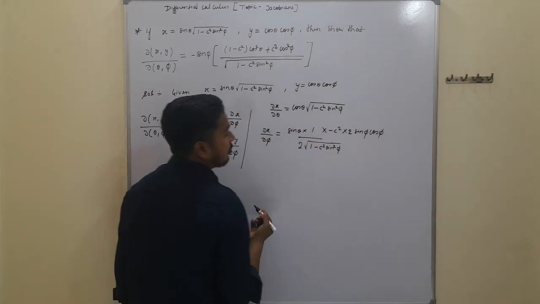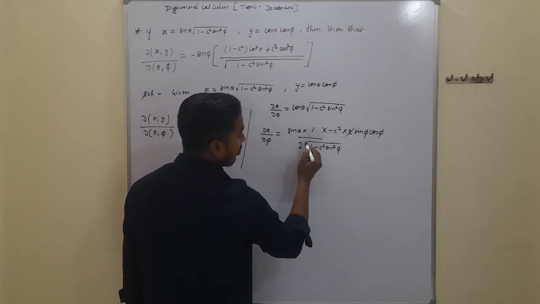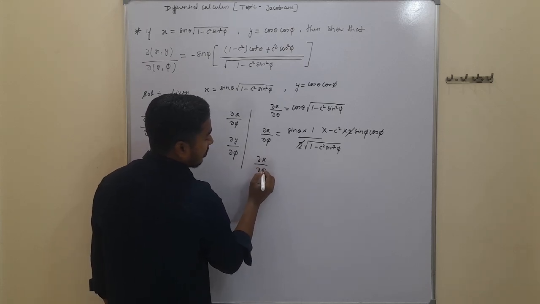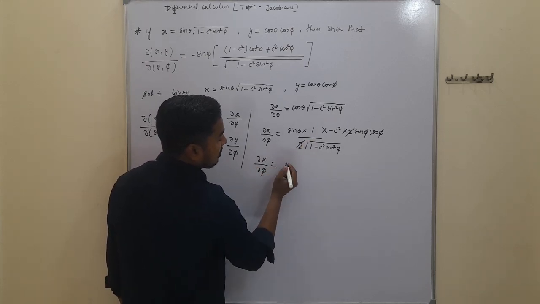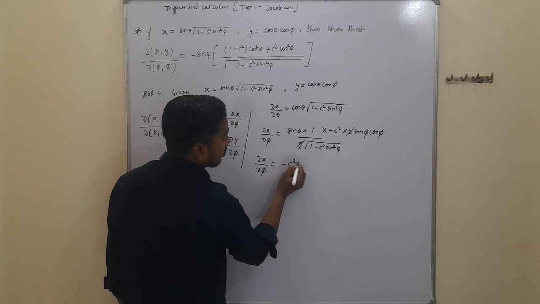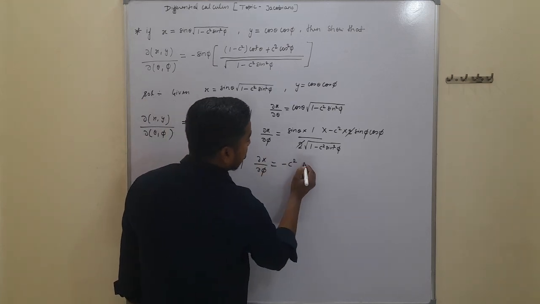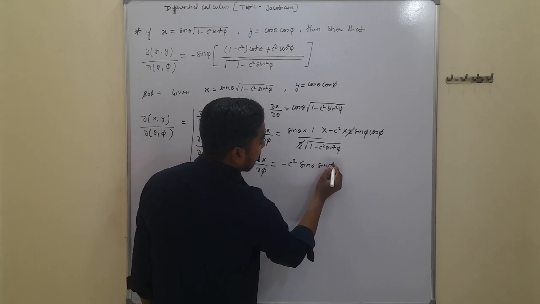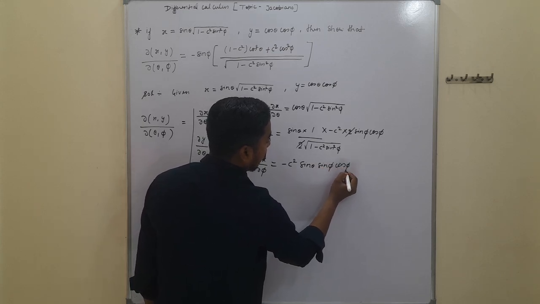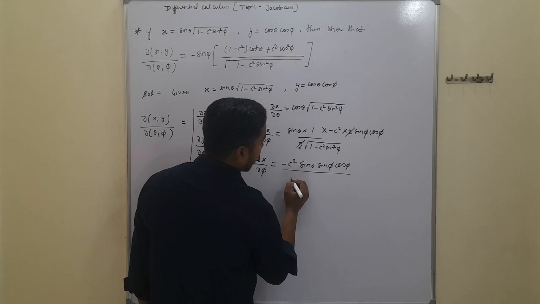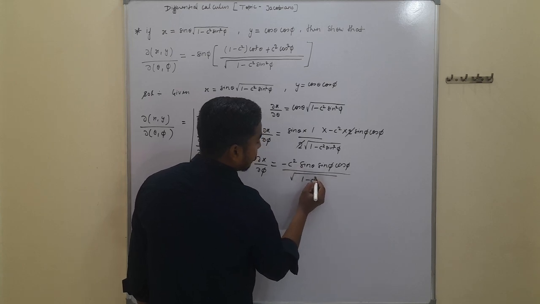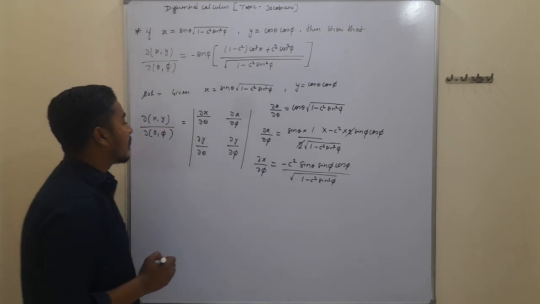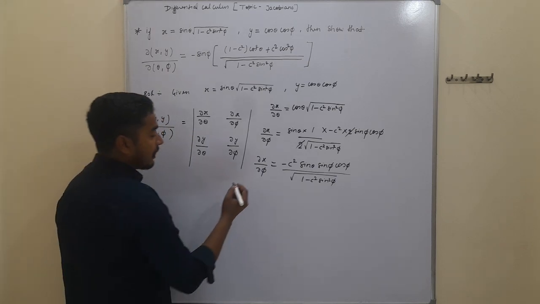And from here we cancel out the terms, 2 cancels with 2. Then del x upon del phi is given by minus c square sin theta into sin phi into cos phi upon under root of 1 minus c square sin square phi. Further we have to calculate del y upon del theta.